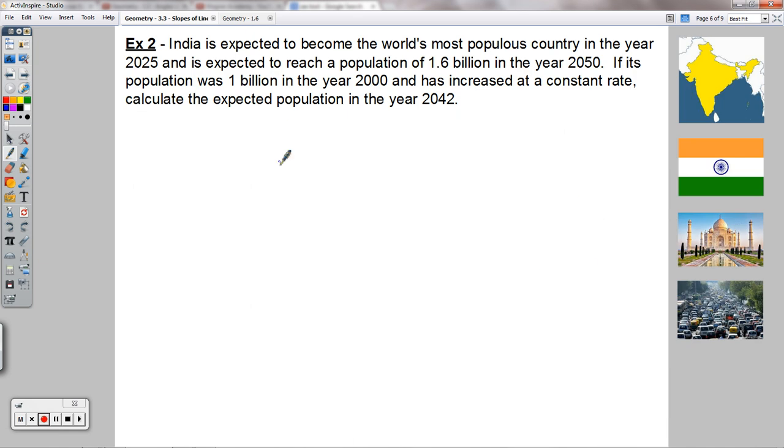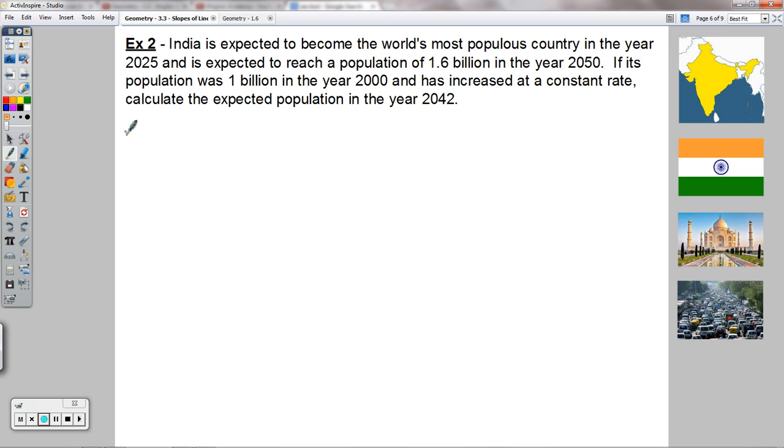Example 2. India is expected to become the world's most populous country in the year 2025 and is expected to reach a population of 1.6 billion in the year 2050. It's expected to surpass China around that year. If its population was 1 billion in the year 2000, if you don't know what that's from, Conan O'Brien, and has increased at a constant rate, calculate the expected population in the year 2042.